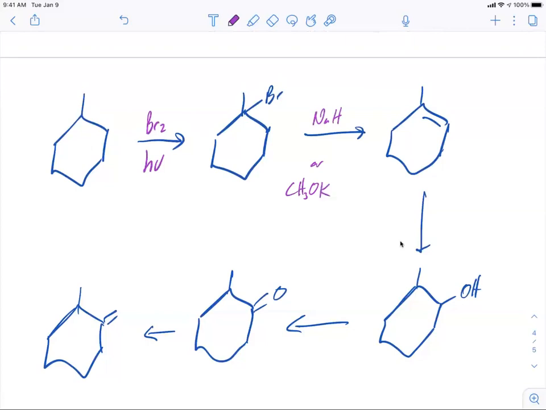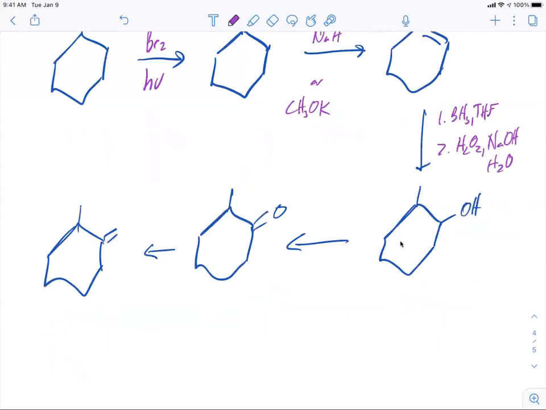Once we have this, then we're going to use BH3 and THF, followed by hydrogen peroxide and base, to get the anti-Markovnikov alcohol. Anti-Markovnikov alcohol, I'm going to oxidize that up, and I can use several different things here, but I could use sodium dichromate and aqueous acid, or I could have used PCC and methylene chloride, to get me the carbonyl. And then the last step, I'm going to use the phosphorus ylide with just the CH2 there, to get me to the final product.